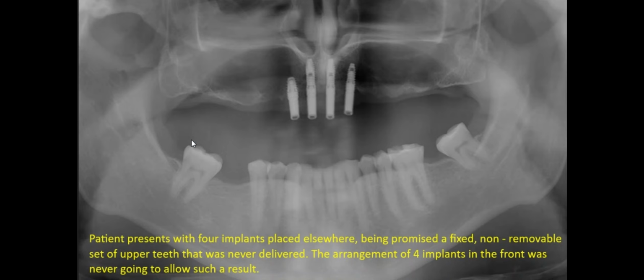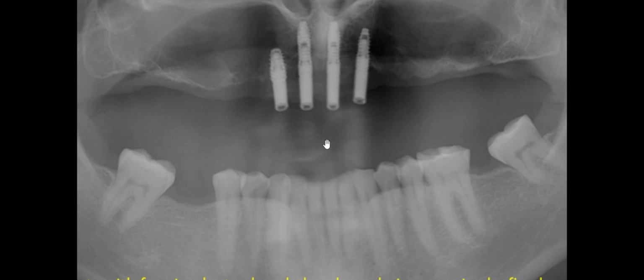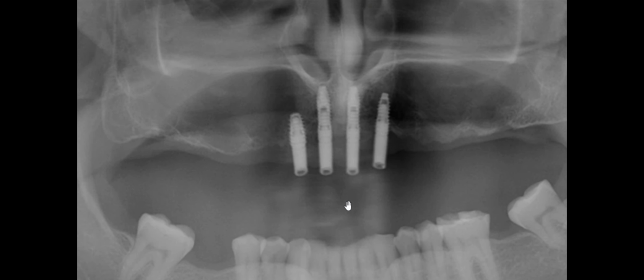Hi, and welcome again to our exploration of complex dental cases. Here today we're looking at a case where the patient presented to us having been recommended by a family member, and they have had some dental implants placed in the upper region. You can see it in this vicinity here on this x-ray. The patient was actually promised a fixed upper teeth solution, and unfortunately they were not provided with the solution in the end, and they sought to have the situation remedied.